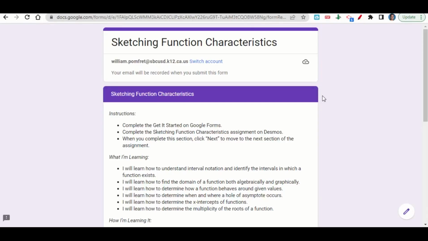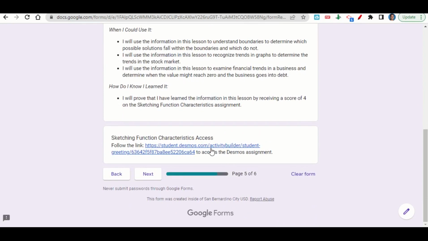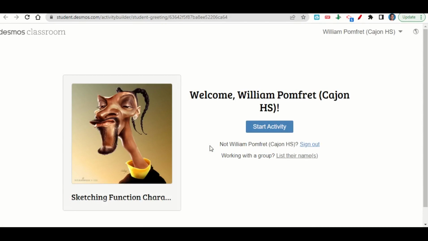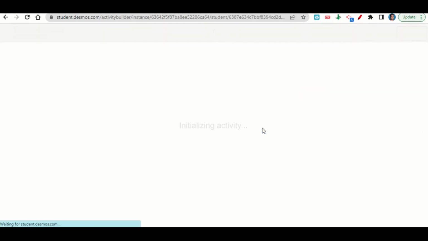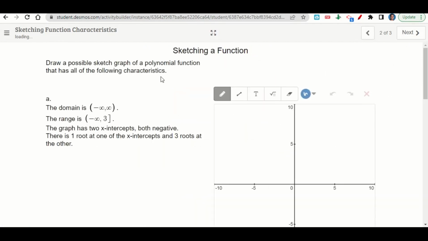Let's take a look now at the sketching function characteristics assignment. The assignment begins with the learning goals and success criteria. If we scroll down, there's a link here to take us to the Desmos activity. Go ahead and click on that link, and it should take you to a page that looks like this. We'll go ahead and click Start the Activity. The activity also begins with the learning goals and success criteria. We'll go ahead and click Next.